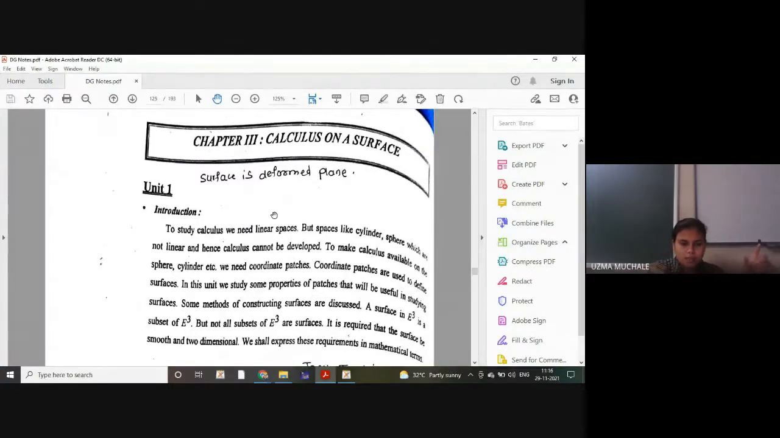Now here the words smooth and two-dimensional are given. These two words will have some mathematical formulation, that is, what should two-dimensional mean, and what does smooth mean. We will define later what a regular mapping is, what the rank of a matrix is, coordinate patch, and proper patch. Okay, did everyone understand the introduction?